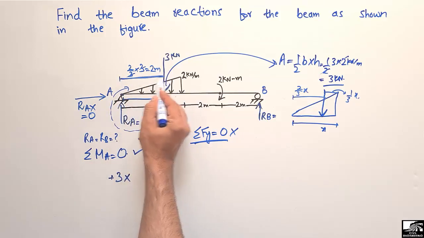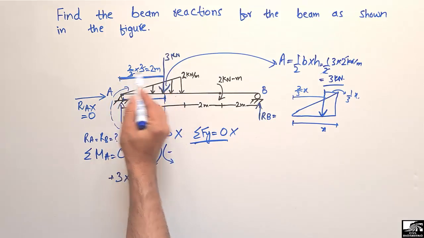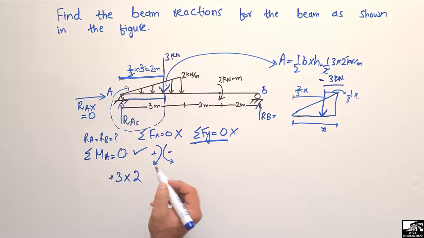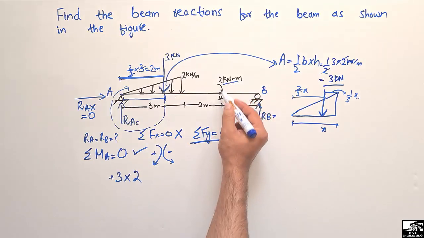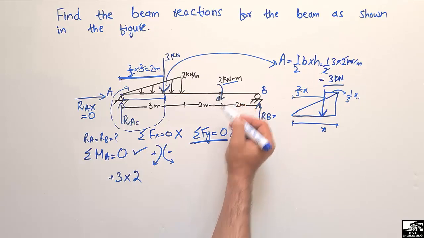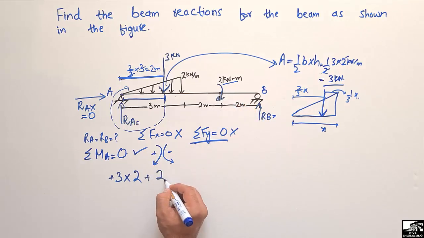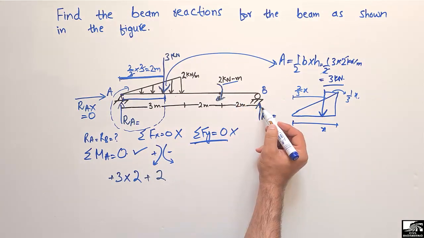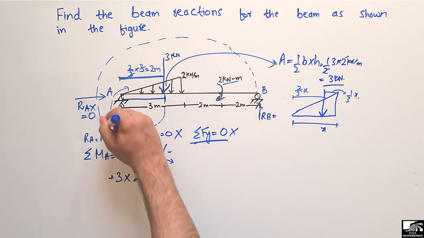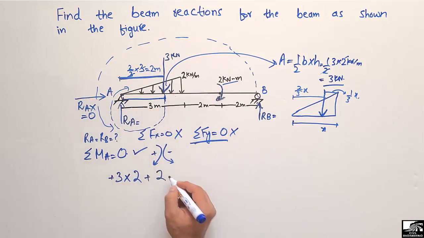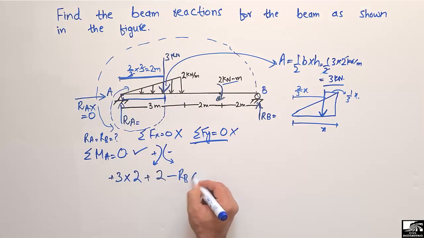The moment arm is this distance from the load to the point A, which is 2 meter. The next moment is this 2 kilonewton meter, which is also acting in the clockwise direction. If you look to the sign, it is also taken as plus 2. The next load that creates the moment about point A is RB, and it creates the moment in the anti-clockwise direction about point A. So it will be minus RB multiplied with the moment arm.